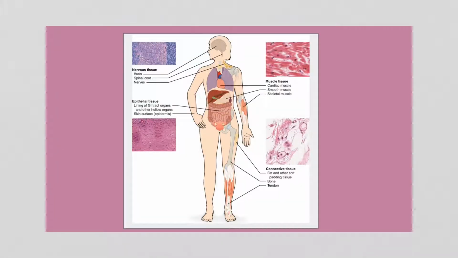Our cells and their products come together, forming 4 primary tissue types. Epithelial tissues cover and line the body. Connective tissues support the body. Nervous tissue allows for communication, and muscle tissue allows for movement.